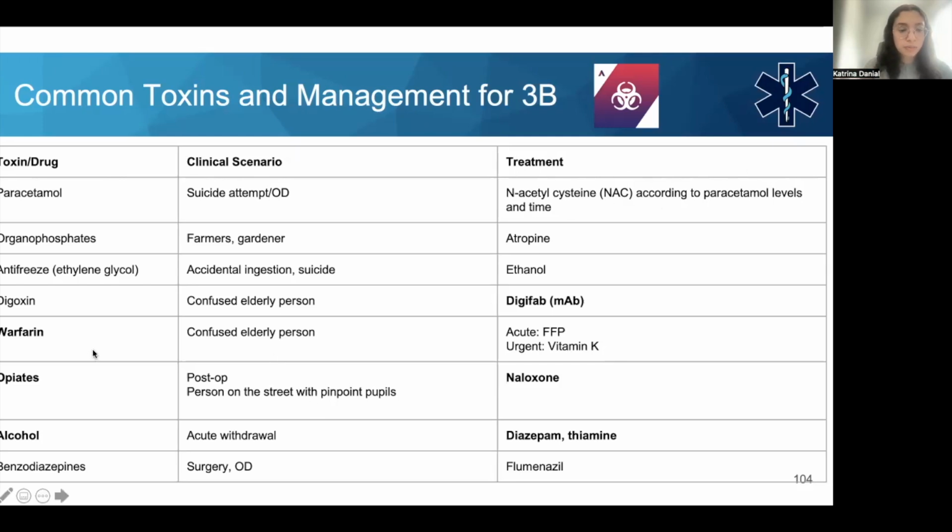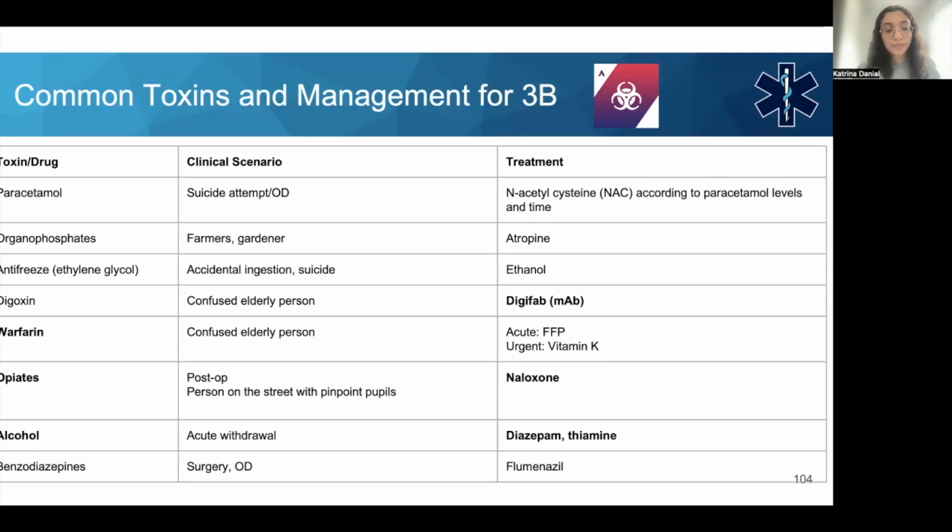Common ones that could come up, warfarin, remember? So confused elderly person, probably because they're most likely to be on warfarin. In the acute setting, you can give them fresh frozen plasma to give them the clotting factors, or if it's not too urgent, like it's not too acute, you can give them vitamin K. If it's an opioid overdose, either post-op, they've been given opioids in surgery and they're quite sensitive to them, or you find somebody on the street who's got pinpoint pupils, they're having an opioid overdose, so you give them the reversal agent, which is naloxone.